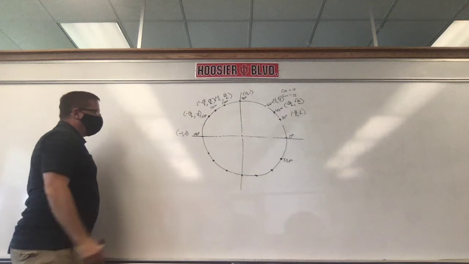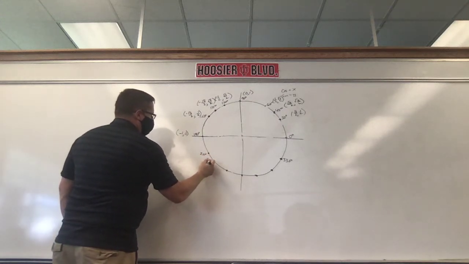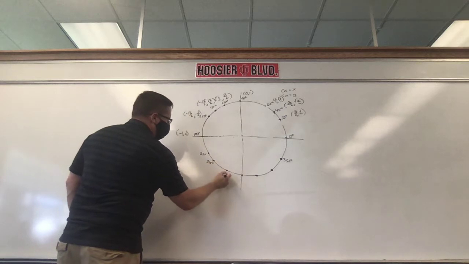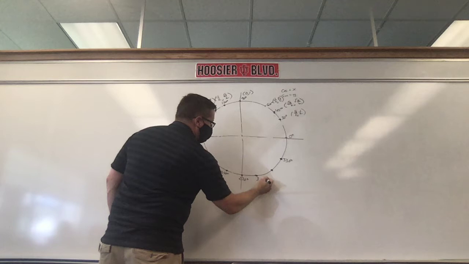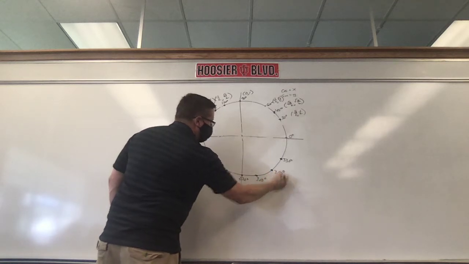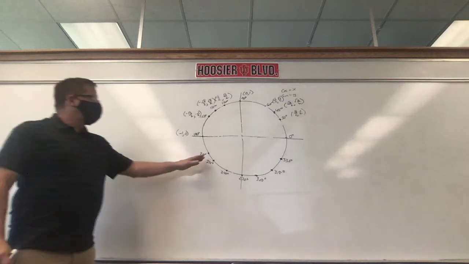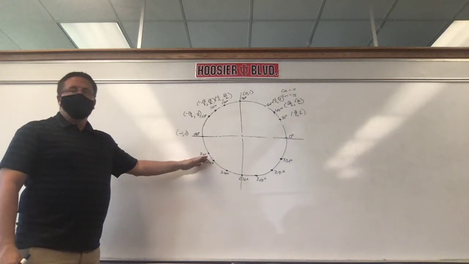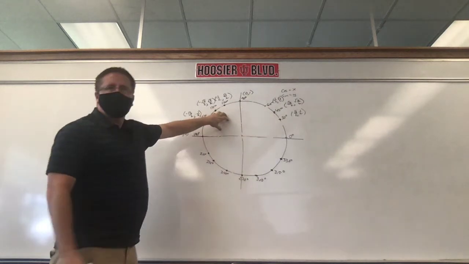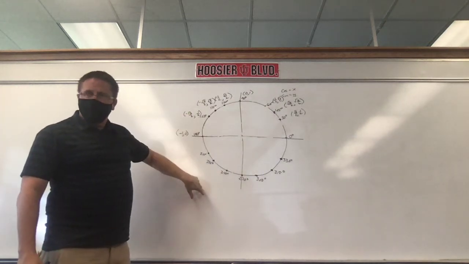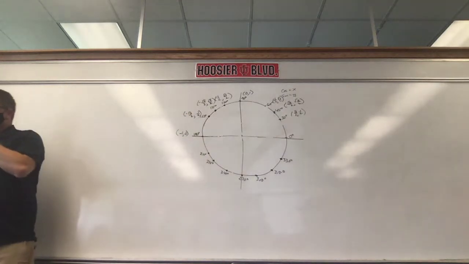Okay, I'm going to fill these in: 210, 225, 240, 270, 300, 315, 330. So to get 210, here's what I'm going to do. Just like we flipped these over from the first into the second, I'm going to do second down to the third. But instead of minus, plus, they're going to be what? Minus, minus.